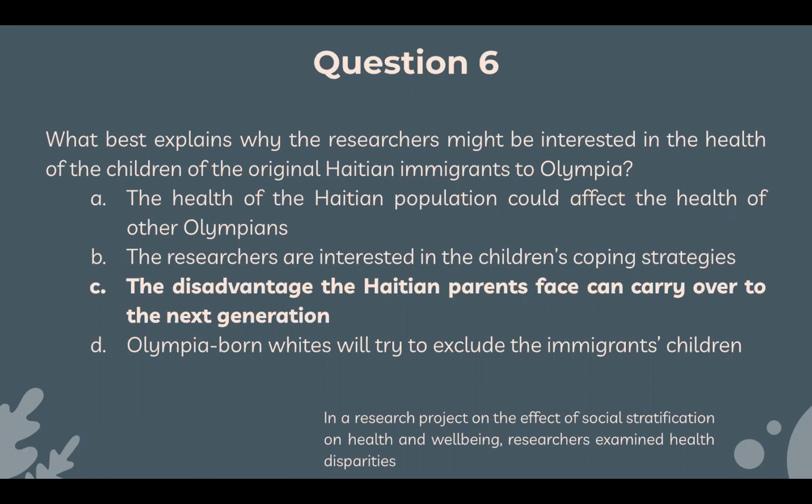A is wrong because studying the health of other Olympians doesn't really have much to do with social stratification. Option B is also wrong because the researchers are studying social stratification, not the children's coping mechanisms. And D is wrong because the passage doesn't state that the whites will exclude the Haitian children. In fact, since the Haitian children were born in America, they are more assimilated and less likely to be excluded. So C is our answer because it addresses the researchers' aim of studying social stratification. All right, does that make sense?